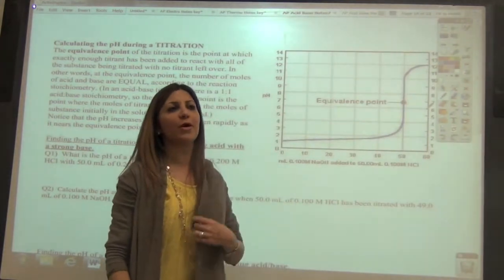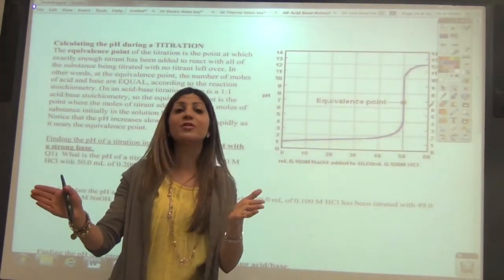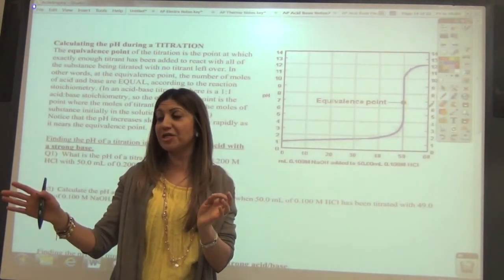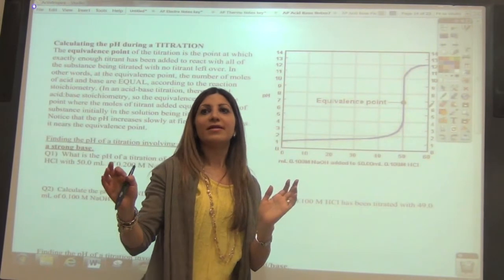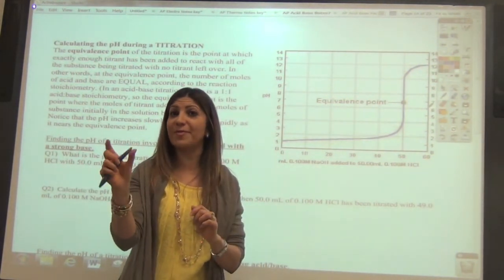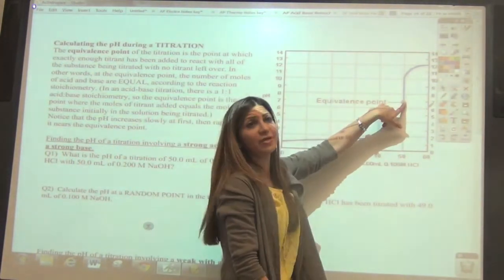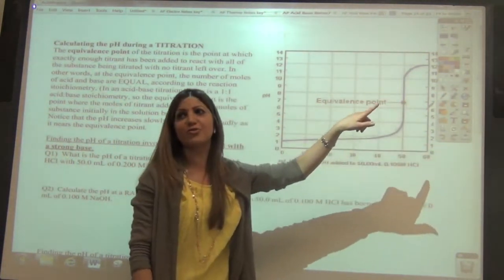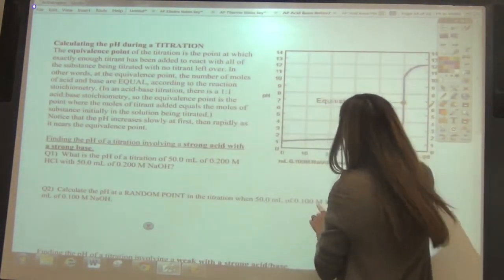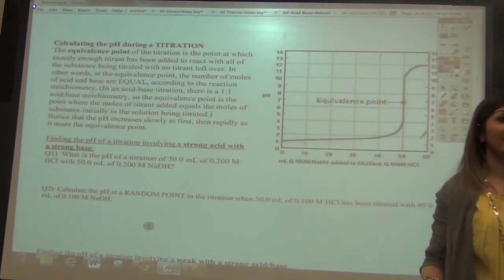What does the equivalence point represent? Where what is equal to what? Base is equal to acid. Acid is equal to base, but what of the acid and what of the base are equal? Not concentration. MAVA equals MBVB tells you that what is equal? What do you get when you multiply M times V? Moles. Awesome. That's where your moles of acid are equal to your moles of base. Not concentration, because you could have different concentrations. And this is at pH 7: if you have a strong acid and a strong base, your equivalence point is going to hit at pH 7.